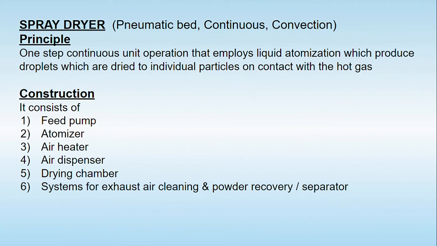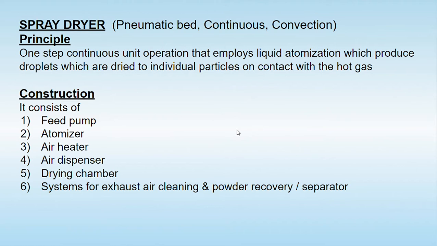Now, what is the principle involved in this one? Basically, the spray dryer is a one-step continuous operation that employs liquid atomization, which produces droplets. The important thing is that the material to be dried must be in the form of a solution. You have to dissolve it into a particular liquid, and that liquid is converted by the atomizer process into droplets, and the droplets are dried individually to get a solid free-flowing particle.